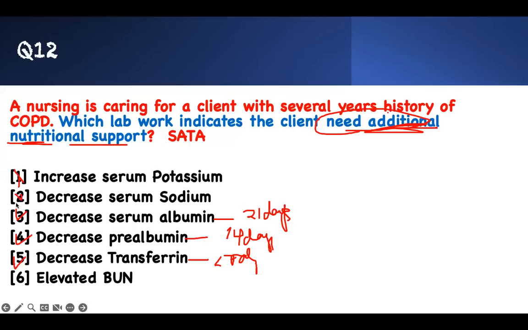These 2 do not apply. If BUN decreases, yeah, elevated means you have enough protein on board. So that's not a choice. So 3, 4, 5 are the right answer.